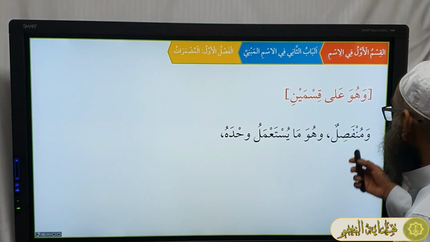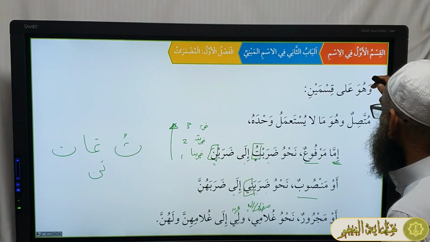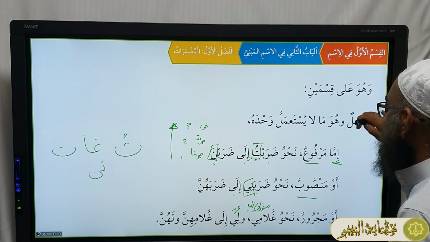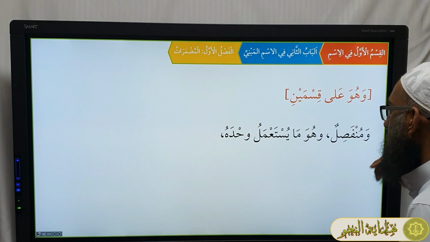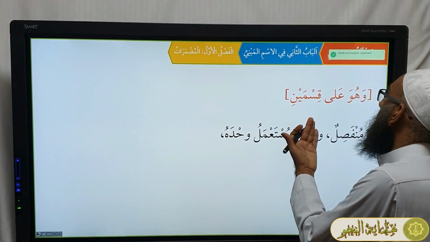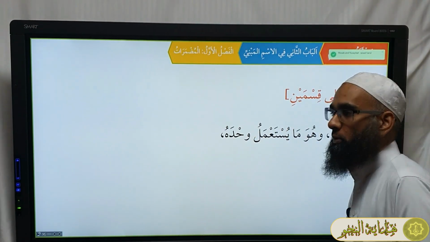And so the first is the qismain. The first qism is the muttasil, and the second qism is munfasil. And munfasil is what? The opposite. وَهُوَ مَا لَا يُسْتَعْمَلُ وَحْدَهُ.